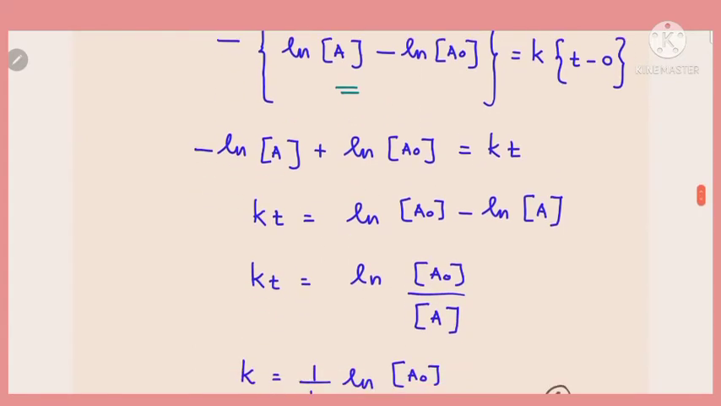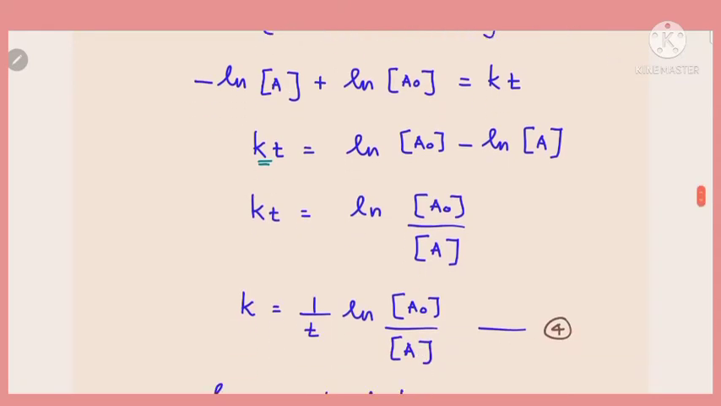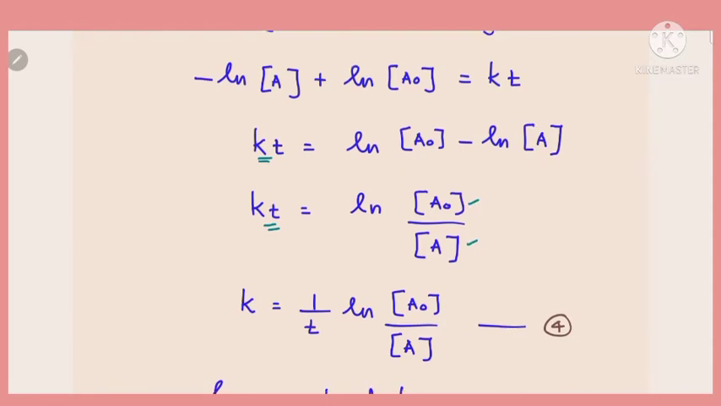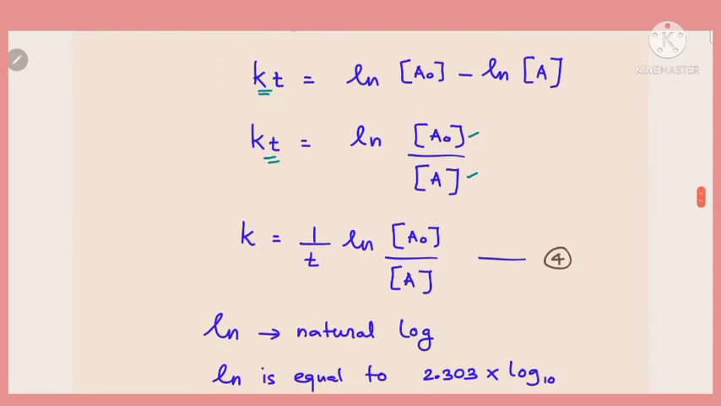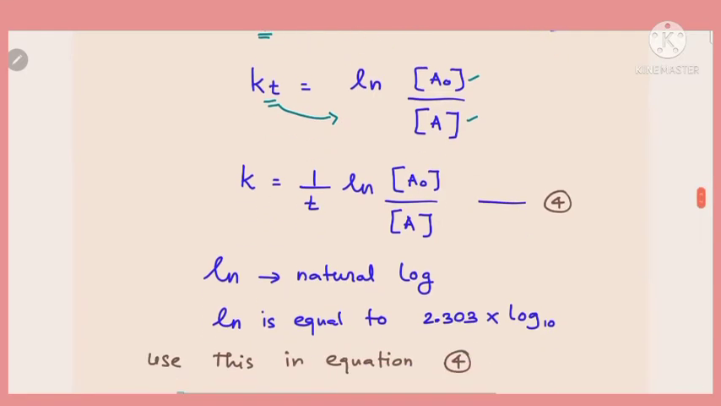Right. Now, first I write the positive term, so kt equal to ln A0 minus ln A. This looks like a logarithmic formula, log of A minus log of B, which is nothing but log of A divided by B. So according to that, we can write kt equal to ln A0 divided by A. Then I keep only the rate constant k on the left hand side, so this t I am going to bring to the denominator of the right hand side. So the equation becomes k equals 1 by t into ln A0 divided by A. I take this as equation number 4.